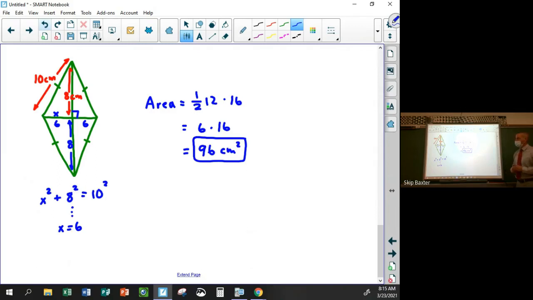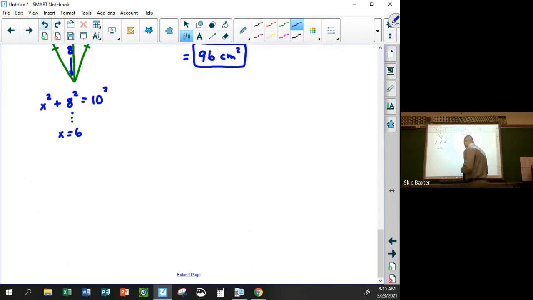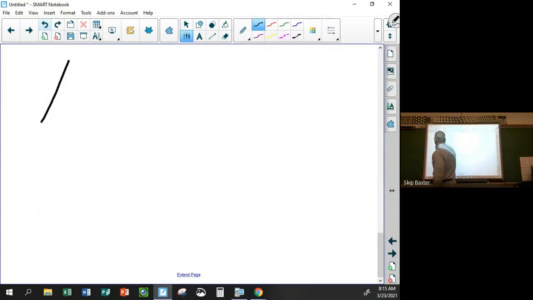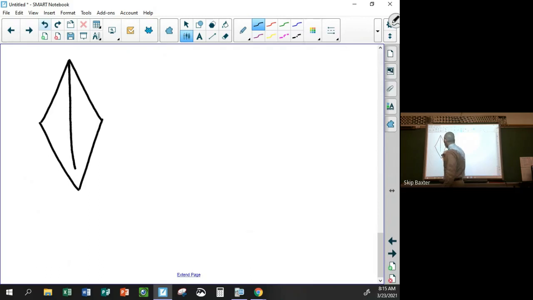Okay? Or you might have a rhombus that requires you to use trig, right? So maybe you have something like this. Drawing the diagonals again. Maybe they'll tell you this is 60 degrees. And maybe the only length that they'll give you here is, this is 5 feet.